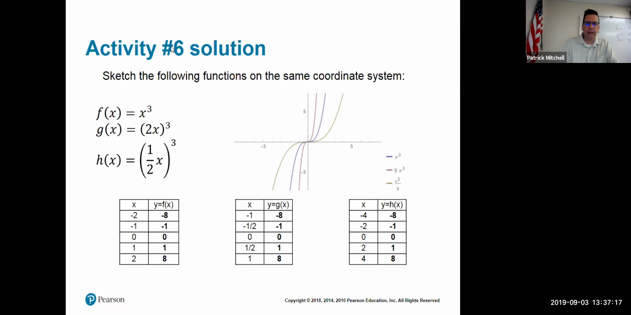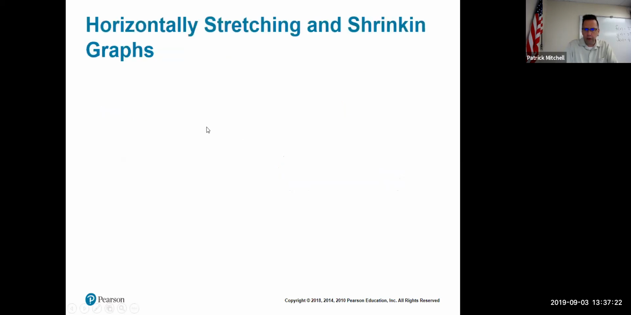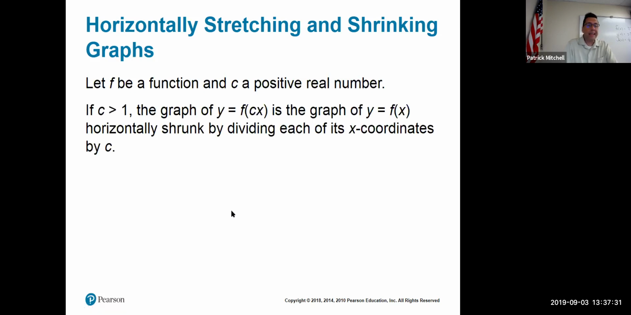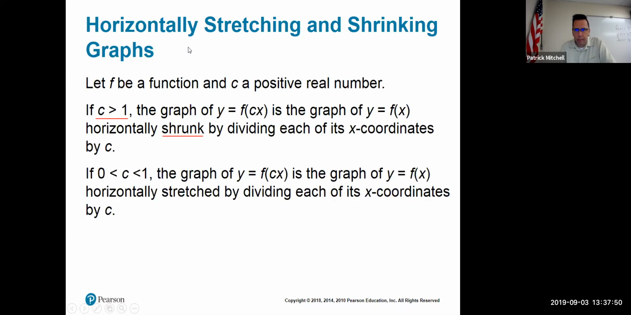We don't have to talk about the characteristics of the cubic function again because we've already done that. So we can jump right to this. So if you have a positive real number and you stick that number right in front of x, again, horizontal things tend to happen inside the function. All right, and I really want to emphasize if c is a big number, that's going to shrink it horizontally. Whereas if c is a small number, like 1/2, it's going to stretch it.